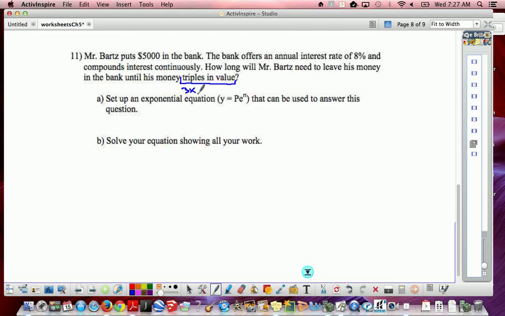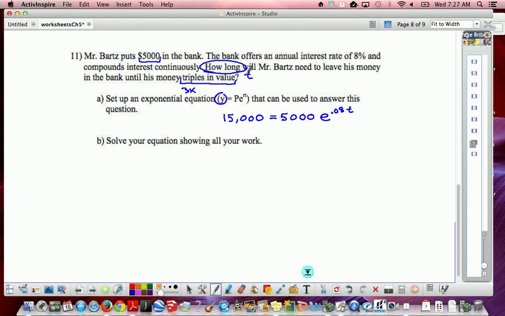So when I set up the equation here in part A that can be used to answer this question, my y value is 3 times my starting value. So 3 times 5,000 is 15,000. That has to equal the initial 5,000 times e to my interest rate, which was 8%, so 0.08 times t, because how long, that's what we're trying to find, is the t value.